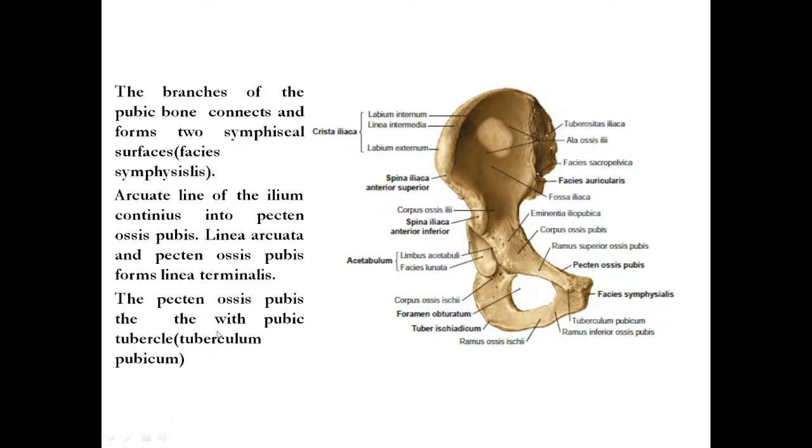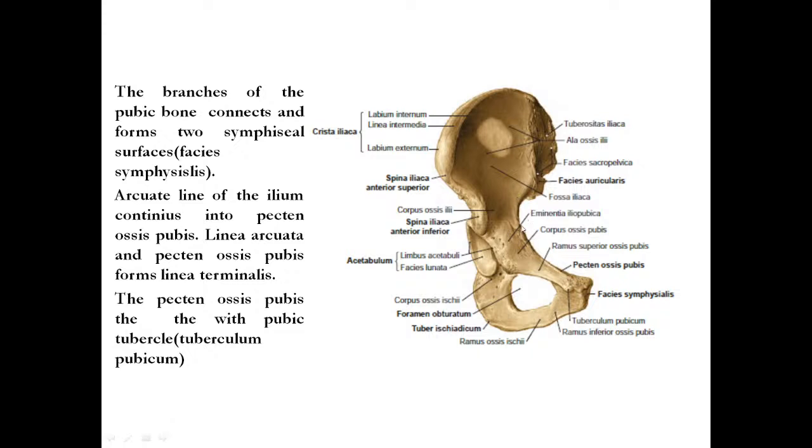Next, the branches of the pubic bone connect and form two symphysial surfaces, facies symphysialis. The arcuate line of the ilium continues into the pecten ossis pubis.